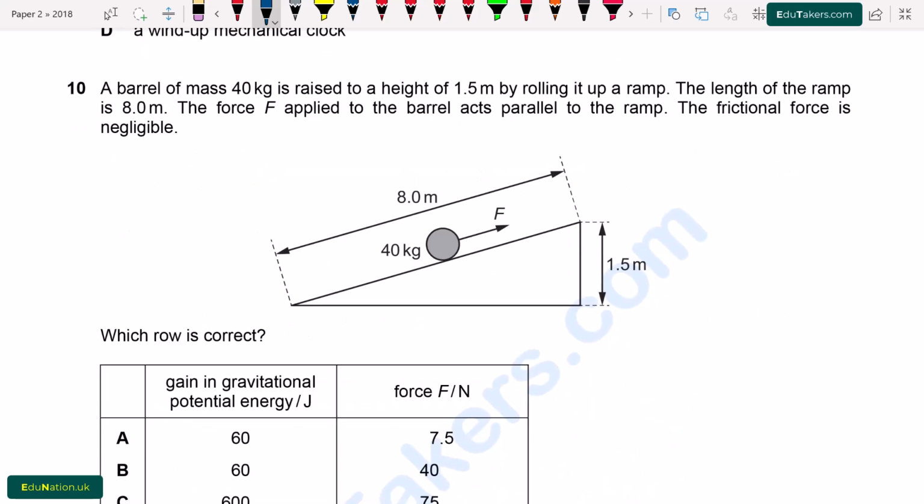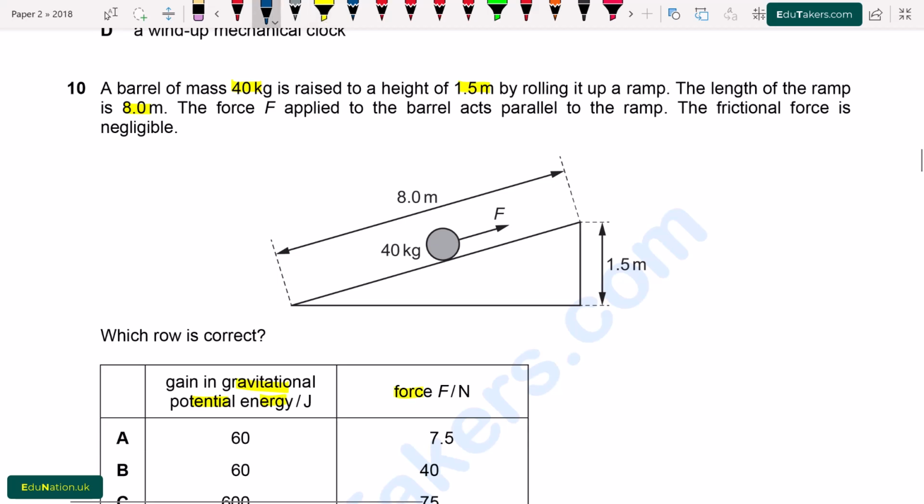Question number 10. A barrel of mass 40 kg is raised to a height of 1.5 meter by rolling it up a ramp. The length of the ramp is 8.0 meter. The force F applied to the barrel acts parallel to the ramp. The frictional force is negligible. Which row is correct? Gain in gravitational potential energy and force.